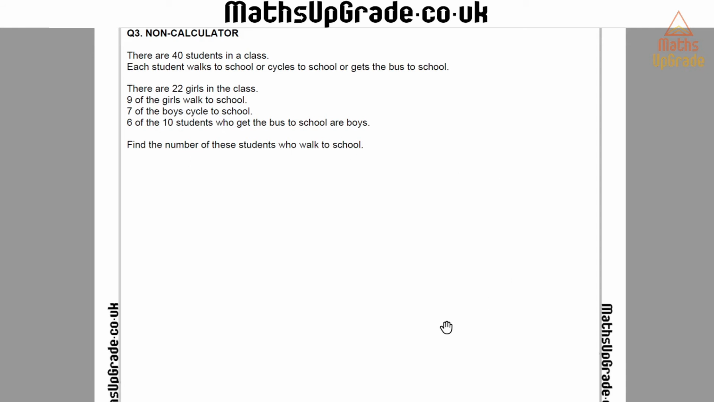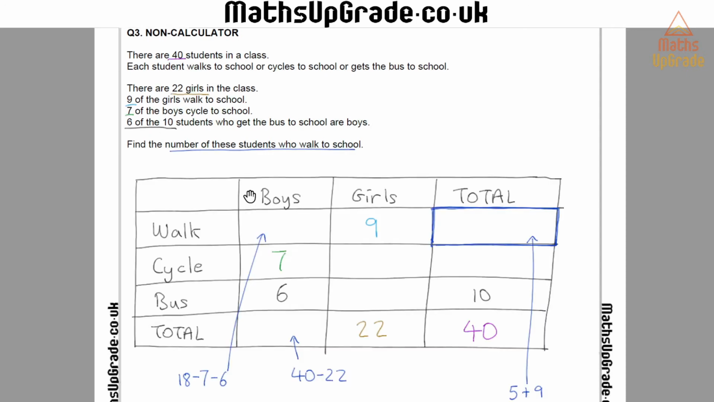Okay, there's no table drawn for you, so you've got to try and figure out how to draw a table from all this information and then fill in numbers and then find the value that you're asked to. So it's up to you how you draw the table here. I've drawn it with boys and girls along the top. You can draw it boys and girls down the side, and so walk, cycle and bus will be along the top. That doesn't make a difference.